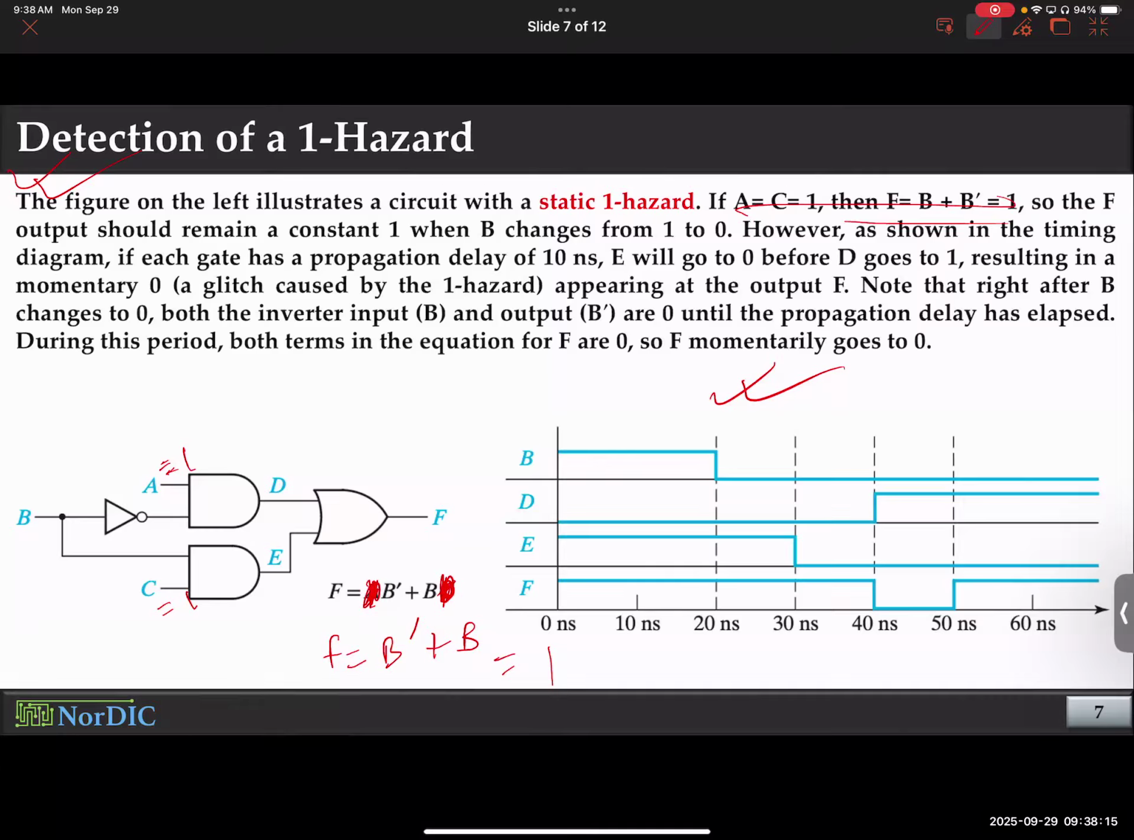Okay, notice, when B changes from 0 to 1, will the output change at all? As long as A and C are both 1, your output shouldn't care. It should always be 1. Can we agree to that now? Okay. All right. So the output should be insensitive to the change in input B. That's how we set up this circuit.